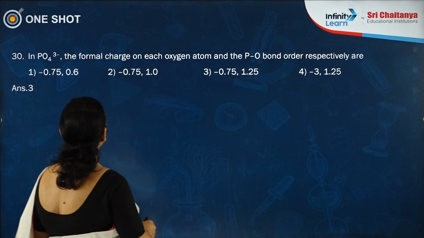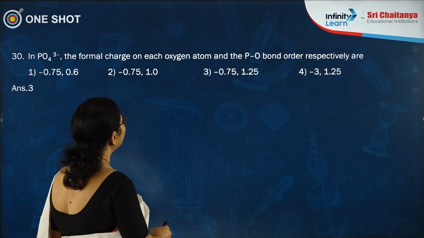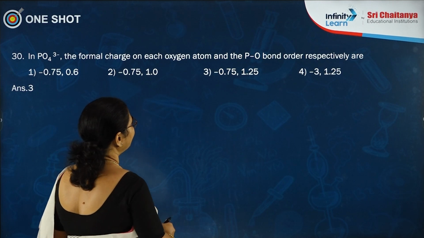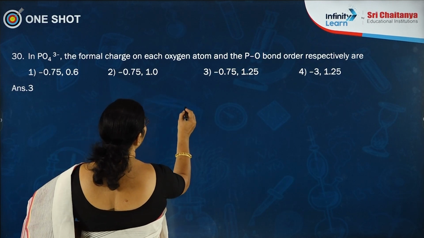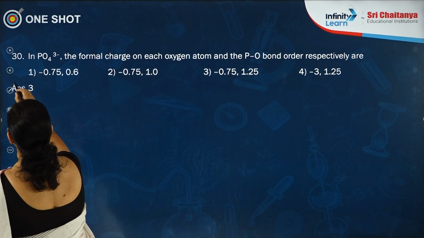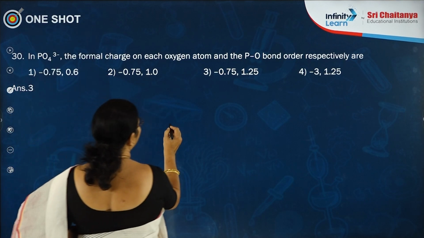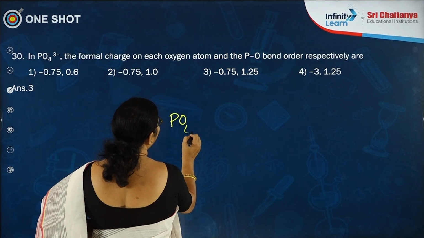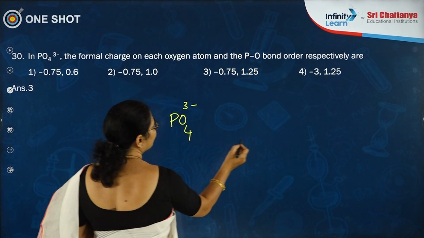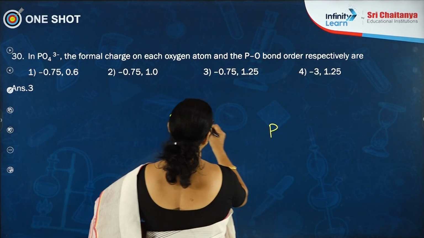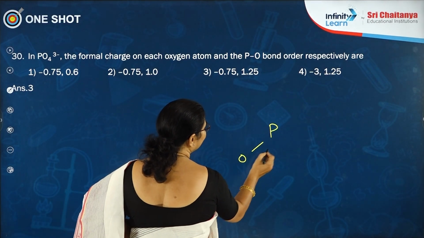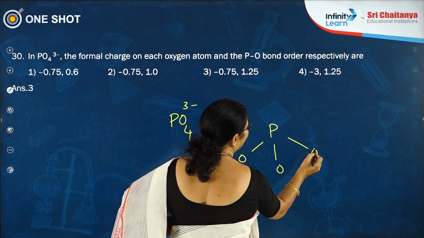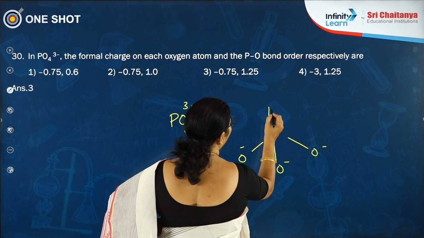In PO4 3 minus, what are the formal charge on each oxygen atom and the P-O bond order, respectively? Whenever such a compound is given, first you need to focus your attention. PO4 3 minus means how many charges are there? Negative charges 3. So, 3 oxygens will carry negative charge and 1 oxygen will get a double bond.